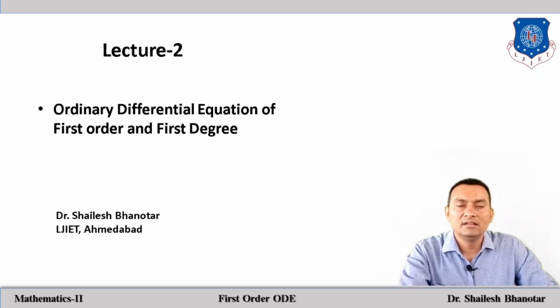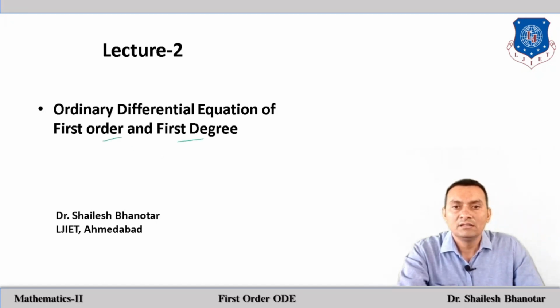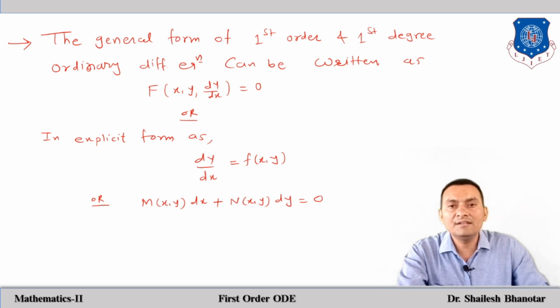Hello dear friends. In this video we will discuss the ordinary differential equation of first order and first degree. The general form of a first order and first degree ordinary differential equation can be written as f(x, y, dy/dx) = 0. The derivative dy/dx has order 1, therefore this generalized form is first order and first degree.